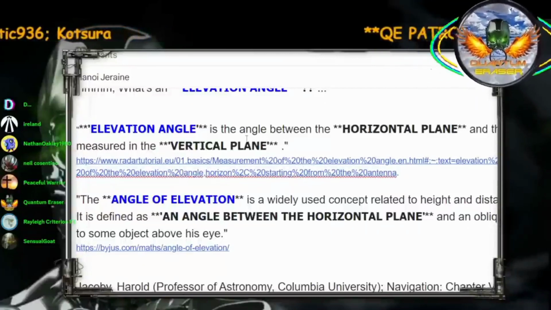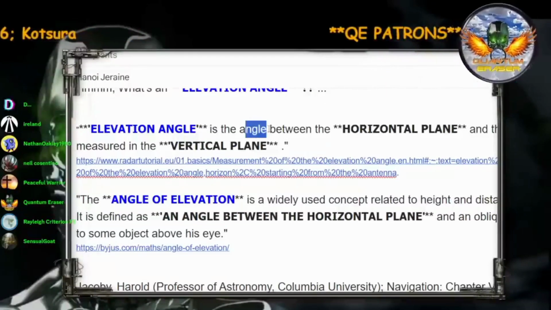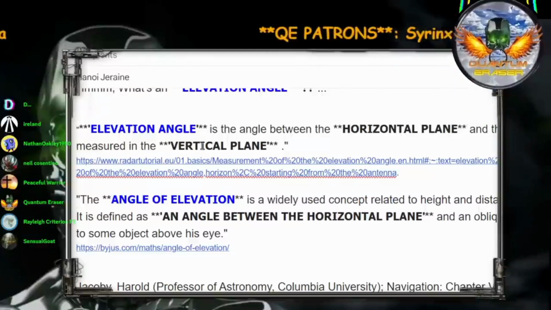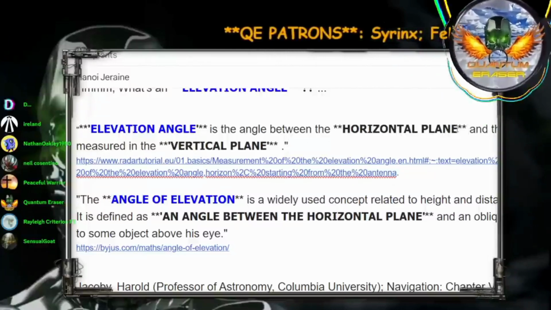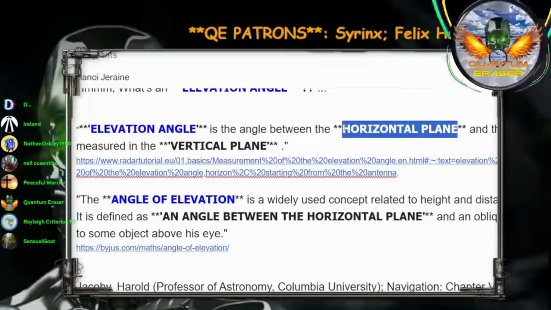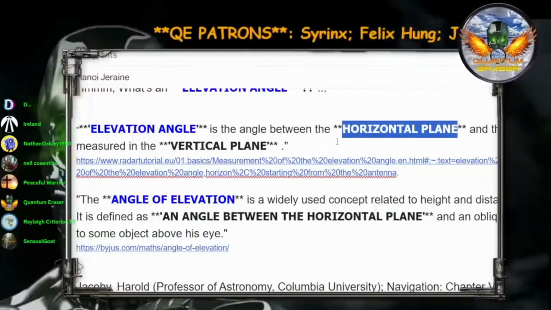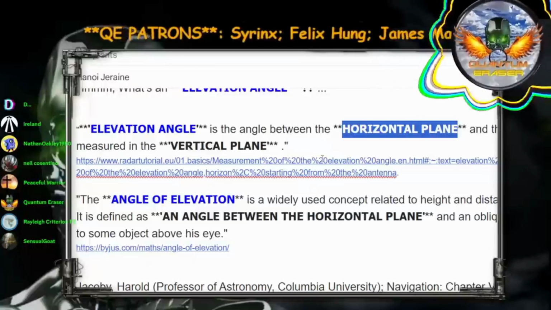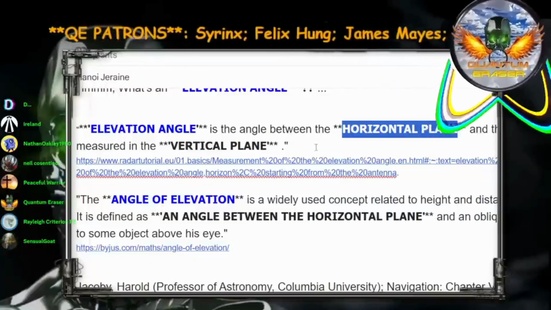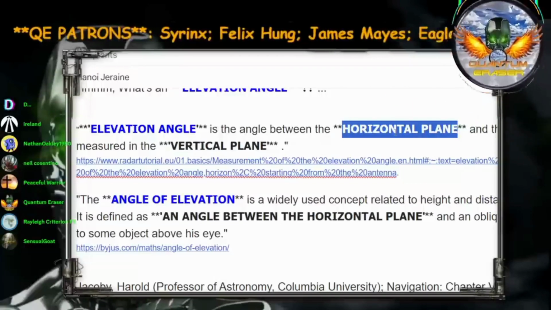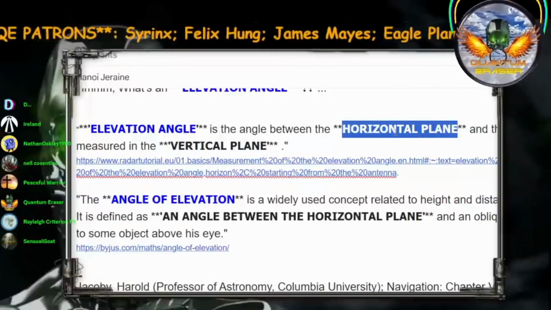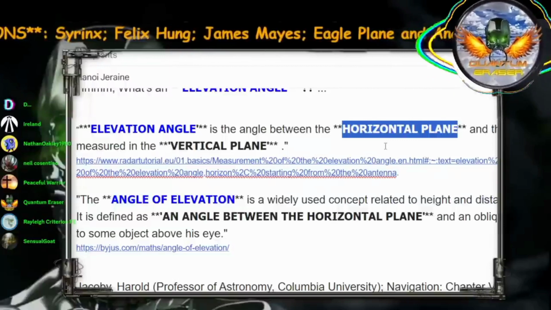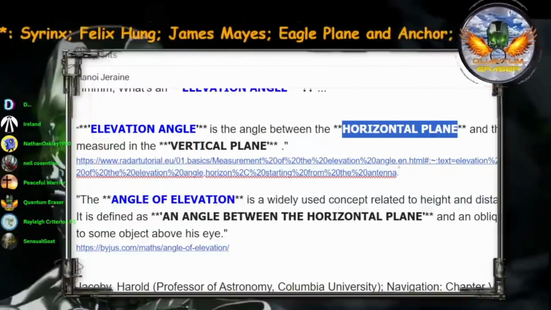From radartutorial.eu, "an elevation angle is the angle between the horizontal plane and the line of sight measured in the vertical plane." Uh-oh. This says horizontal plane. So you need the sextant to acquire an elevation angle, and to acquire that elevation angle, you need a horizontal plane, Hanoi Gerain. Where is that horizontal plane on a sphere tard? Sunshine.